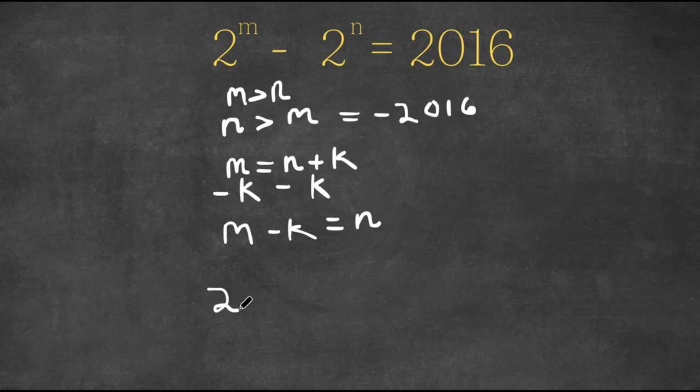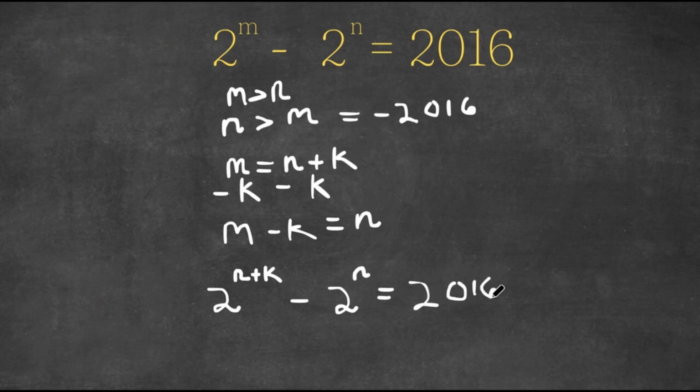So now we have 2 to the power of n plus k minus 2 to the power of n is equal to 2016. Now this can also be written as 2 to the power of n times 2 to the power of k minus 2 to the power of n is equal to 2016.